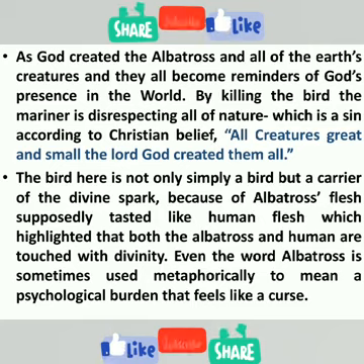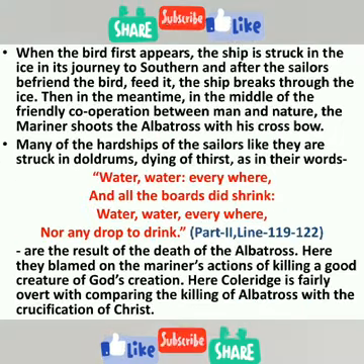Likewise, in this poem, after the killing of the albatross, many hardships of the sailors begin, like being stuck in the doldrums and dying of thirst. Okay, so as the poet puts it, "Water, water everywhere, and all the boards did shrink. Water, water everywhere, nor any drop to drink." It means that all the mariners of the ship suffer. They can see water everywhere, but they cannot get any drop to drink. Here, all the sailors blame one mariner's action of killing a good creature of God's creation.